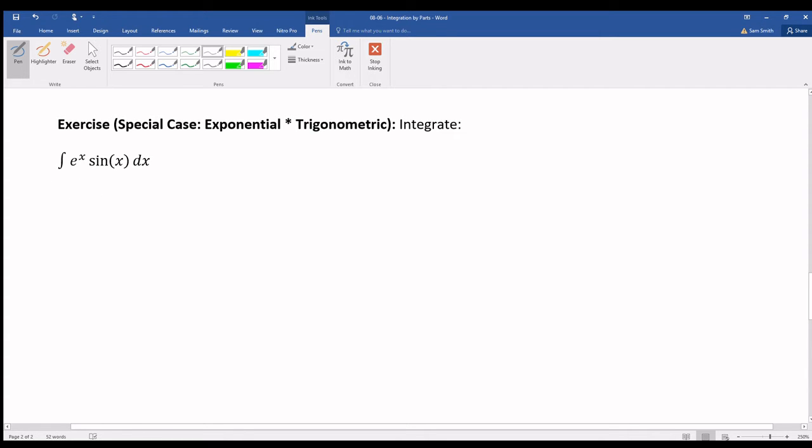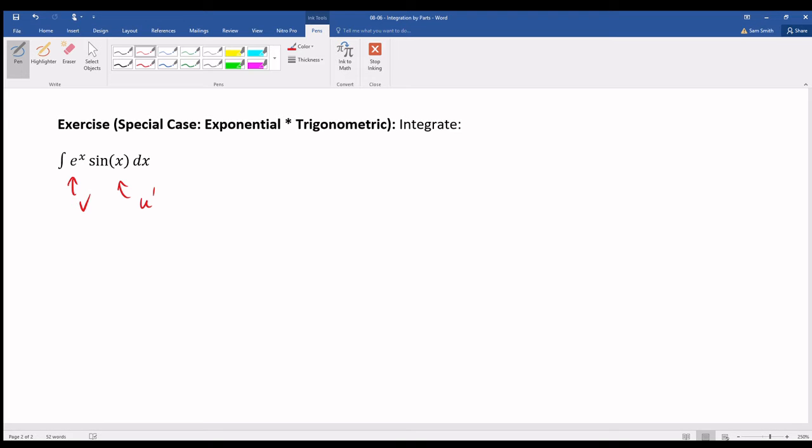So the game begins just by saying, hey, I don't really know what else to do, but I do know that this is a product, and sometimes when we have products, integration by parts will work. So I'm going to go ahead and just declare that e to the x is going to be v, and sine of x is going to be u prime. It doesn't really matter because neither one of these factors is going to become simpler when its derivative is taken.